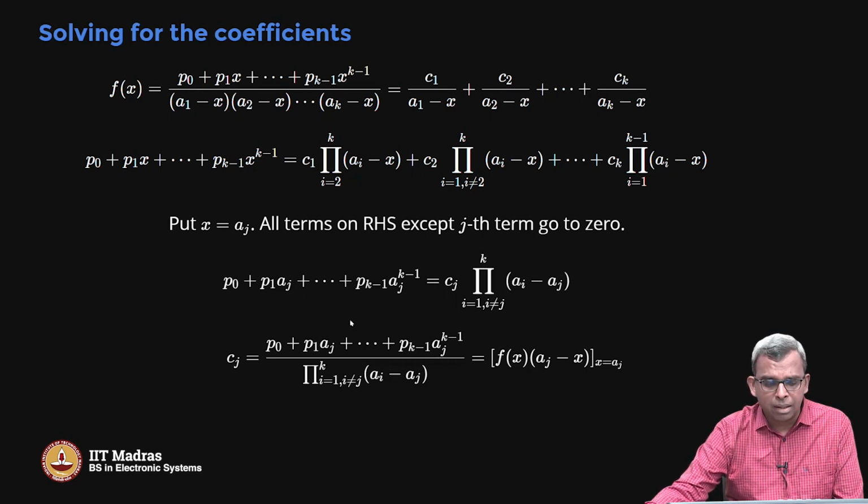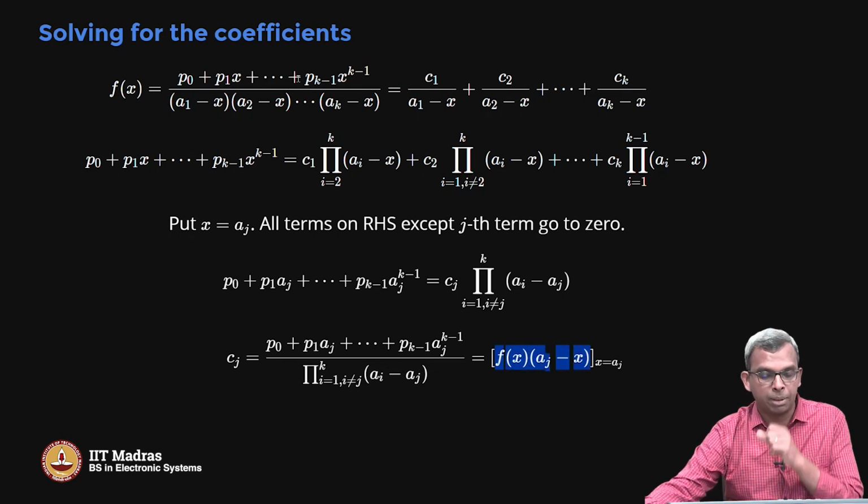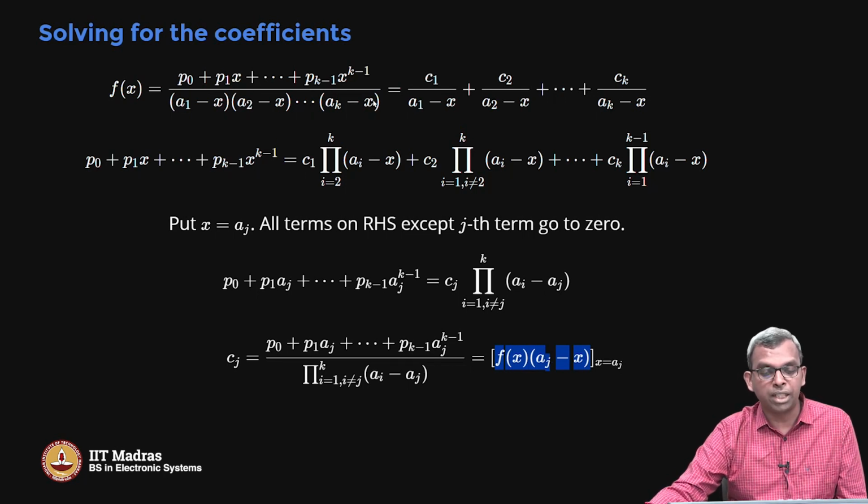Now this seems like a tricky form, but you can remember this very, very easily. In fact, if you take f of x and multiply by aj minus x, notice what I have done here, what will happen? All the terms in the denominator will survive except aj minus x, right. This aj minus x will cancel on both sides. So you will get exactly this form, okay, and you evaluate that at x equals aj. Okay. So this is a trick that people use to find the coefficients.